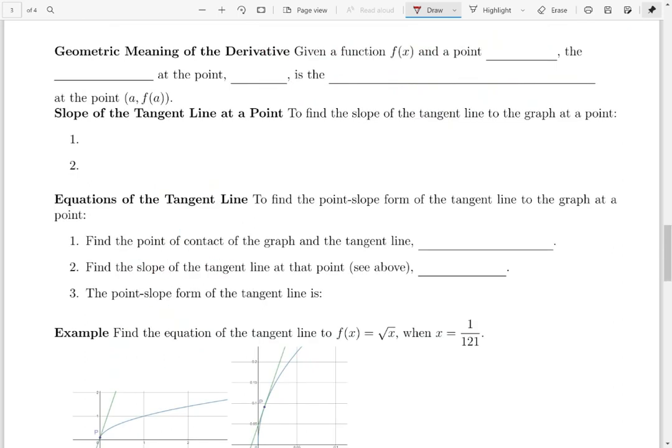Now once again, let's talk through this. What do we mean when we talk about derivative? Well, the geometric meaning of the derivative is that if you're given a function, f of x, and you're given a point, you just pick some point. Let's say that point is a, f of a, because that's how you would find the y value, right? Then the derivative at a point, f prime of a, is really the slope of the tangent line to the graph at that point.